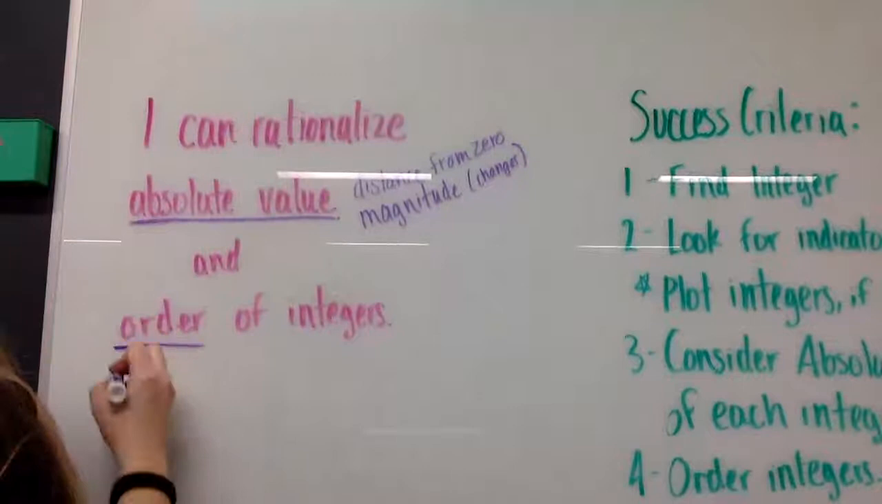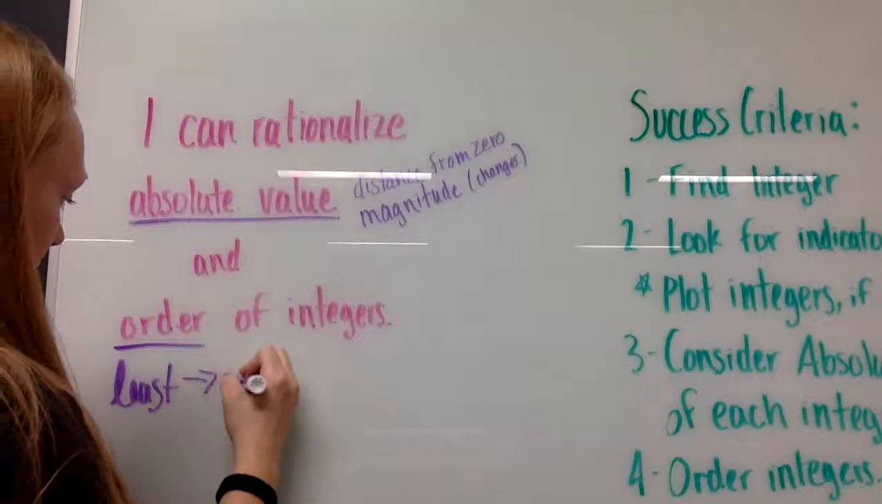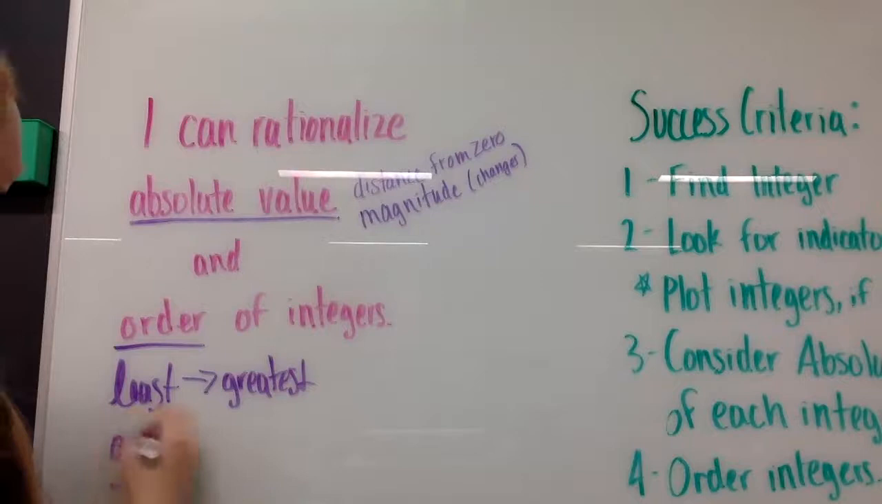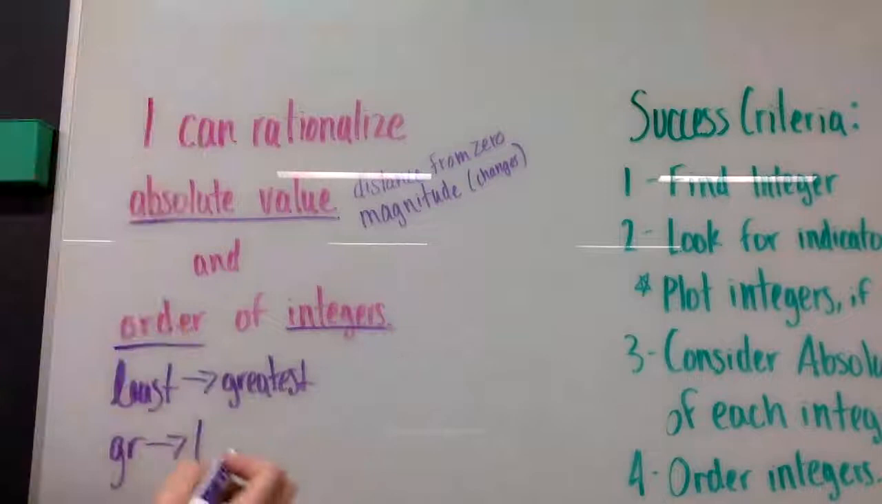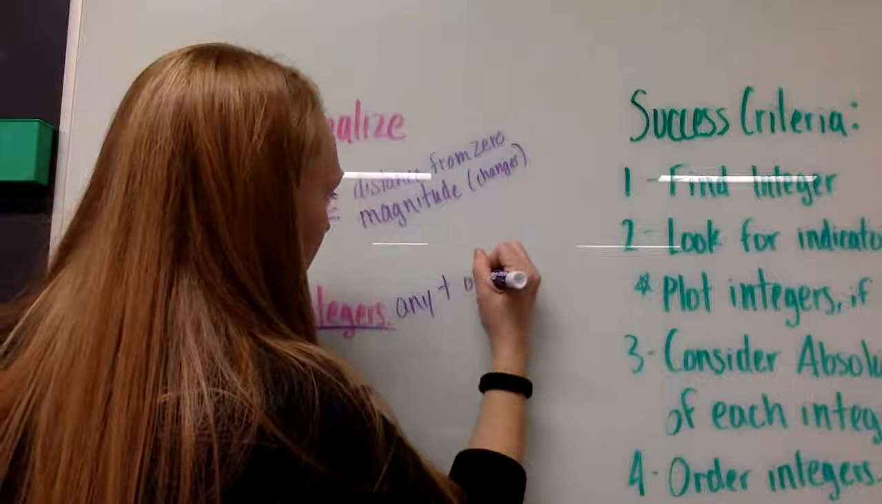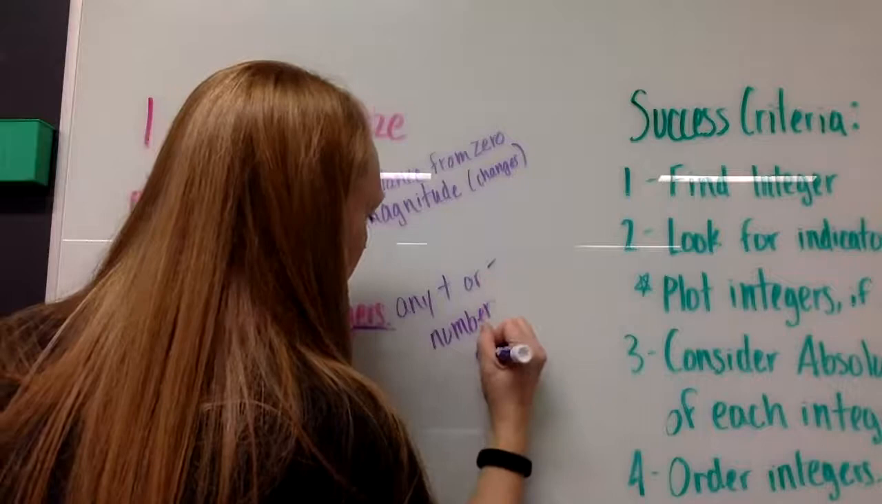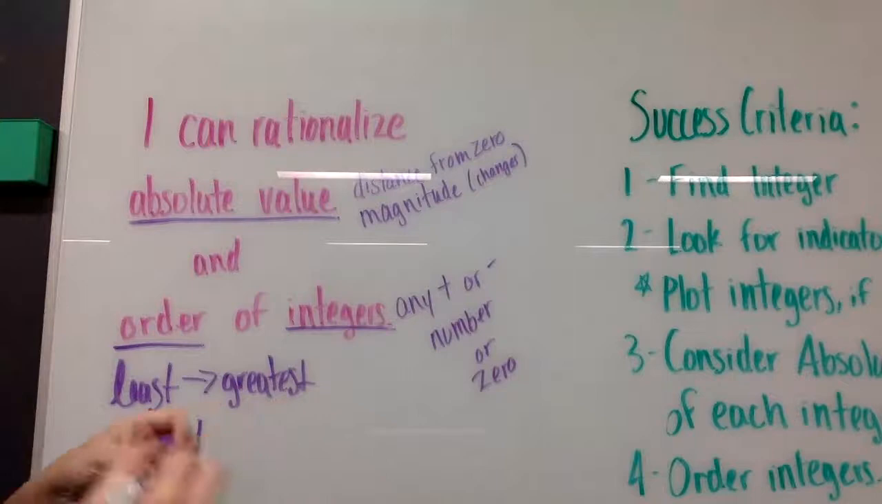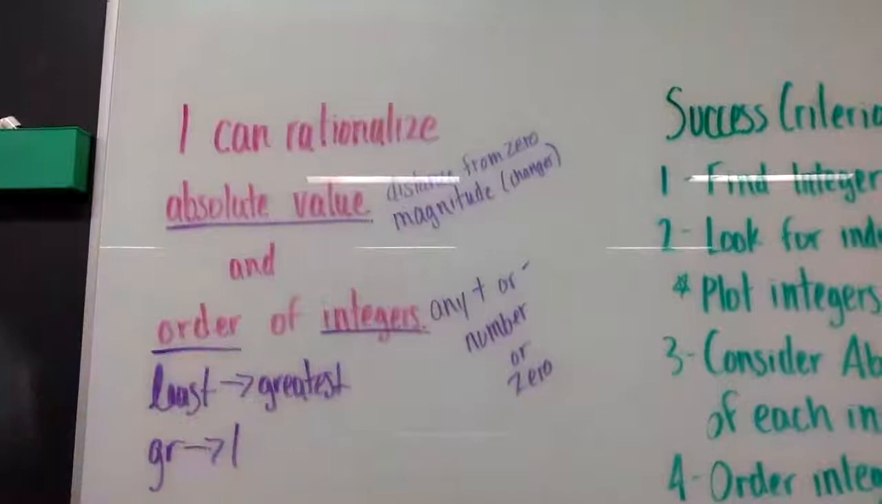And order of integers. So order, we mean like least to greatest, or vice versa, greatest to least. And integers. Integers are any positive or negative number, or zero. Any number that could be put on a number line is an integer. So, rationalizing absolute value and order of integers. This is a pretty basic lesson, I think you'll find.